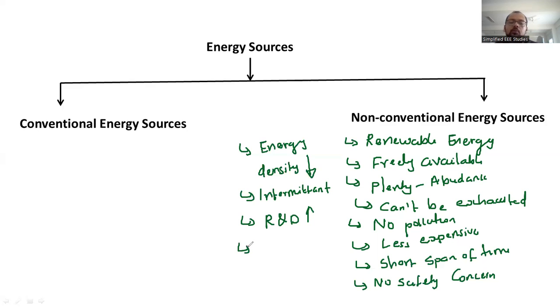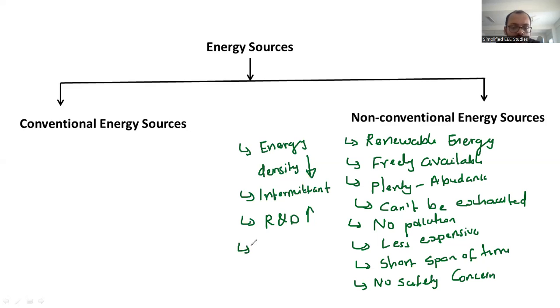Moreover, if I talk about the PV panel and wind turbine, the system requires additional devices to extract energy. So altogether, the cost will increase. The system cost will increase, but using R&D, researchers and scientists are trying to reduce the cost of implementation of the non-conventional energy sources. So these are the major two types of energy sources.